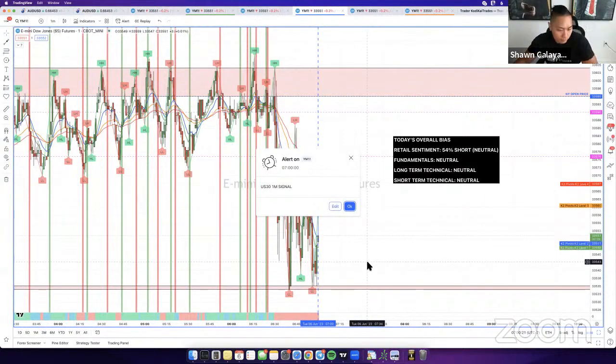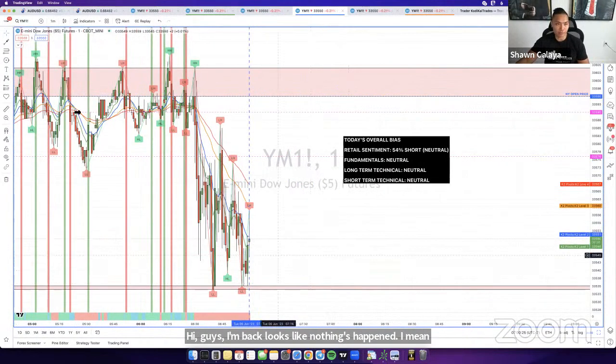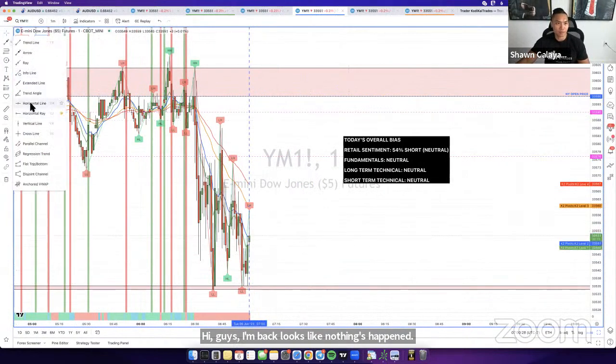All right, guys, I'm back. Looks like nothing's happened. I mean, prices. There's news price right here. Some of the market news for the IBD TIPP.